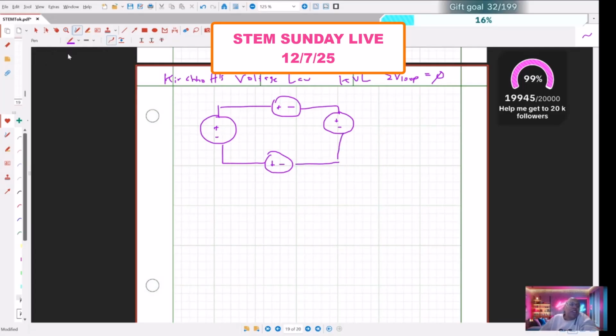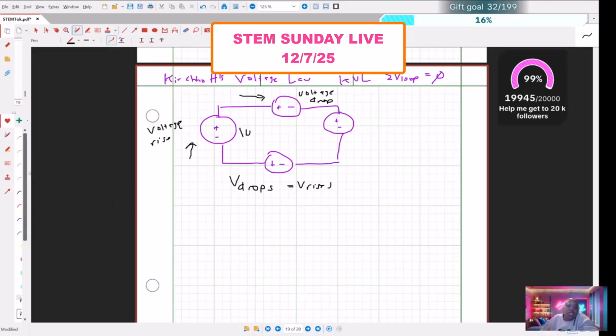All right, so if I have current that goes into the minus and out of the plus, that's called a voltage rise. And then if I have current that goes into the plus and out of the minus, that's called a voltage drop, okay? So Kirchhoff's voltage law says that voltage drops have to equal voltage rises.